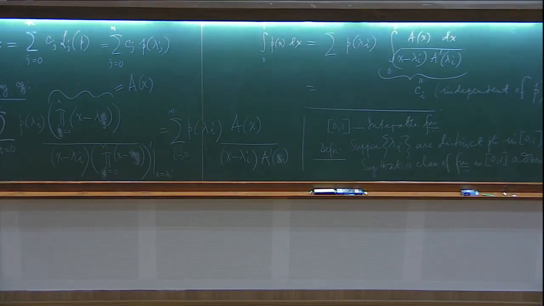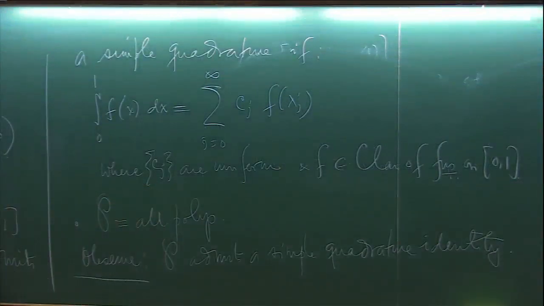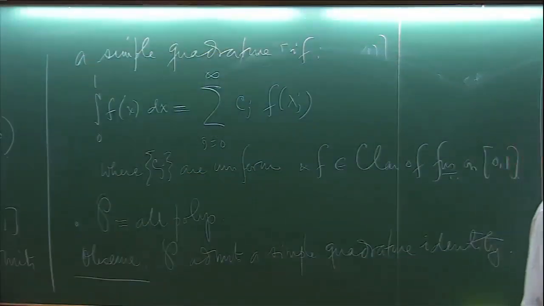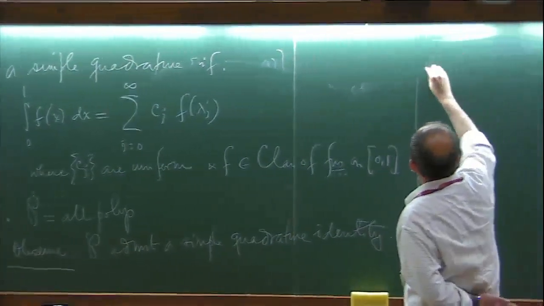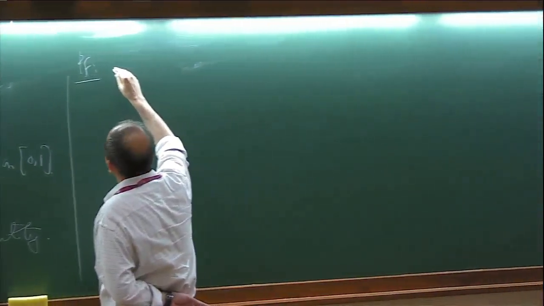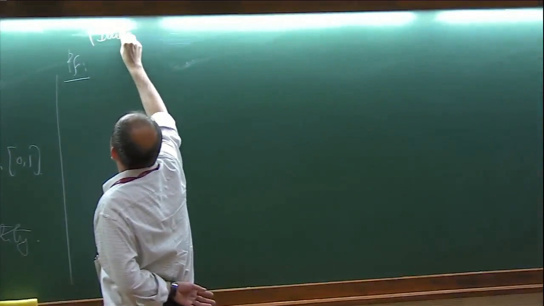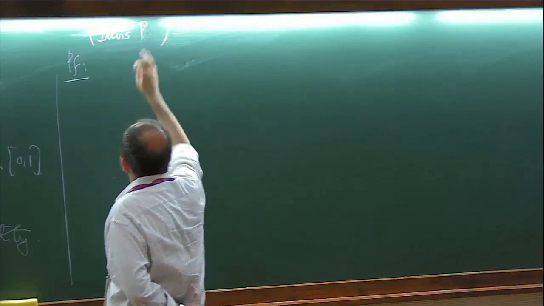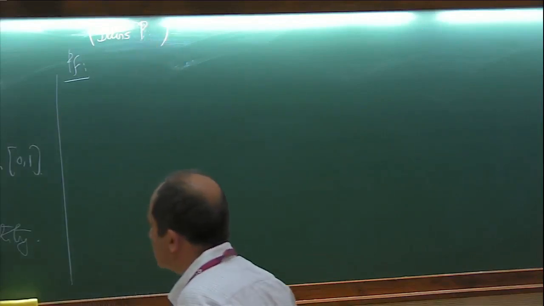Okay, so here's an observation. If you look at all polynomials, no restriction on the degree, then this class admits a simple quadrature identity. Of course, this is not unique. There are many ways to get these identities. Let me show you one way. Here's a sketch of a proof. You can find this in a paper by Philip Davis. I forget the year, look it up.